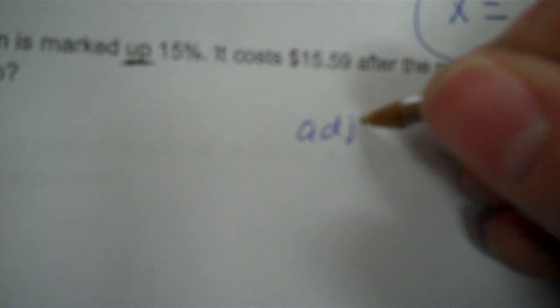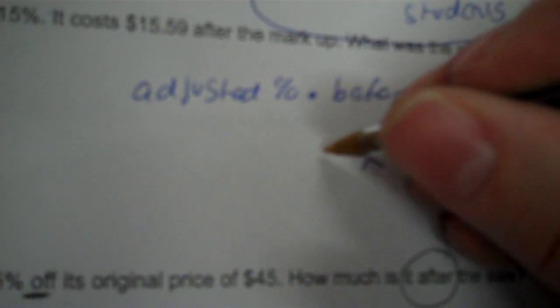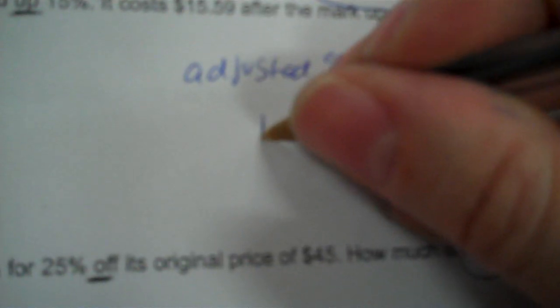We use the adjusted percent times the before amount equals the after amount. Okay, so what are we solving? Well, it says what was the price before the markup? Okay, so X is before. Then to find the adjusted percent, you take 100% and up 15% means you add 15%. So that's 115%. Then you move the decimal twice left, and that's 1.15.